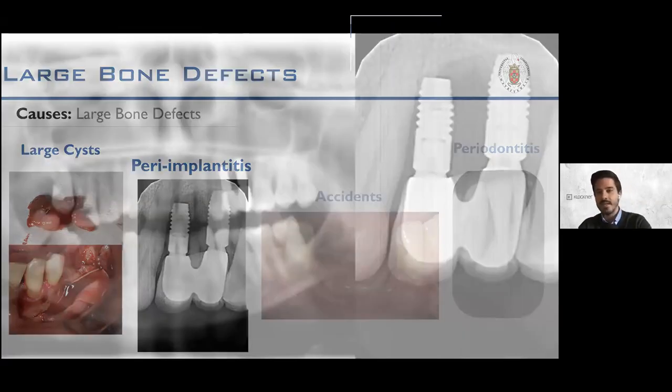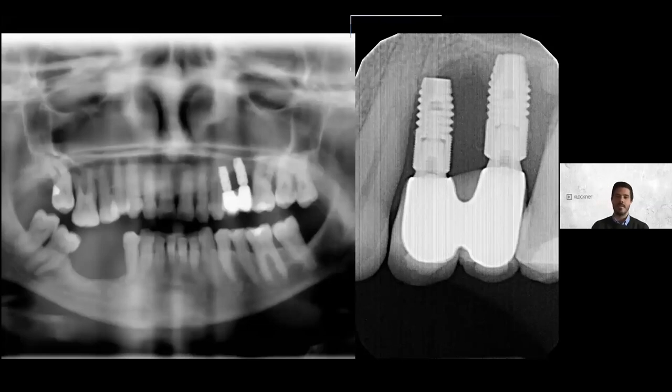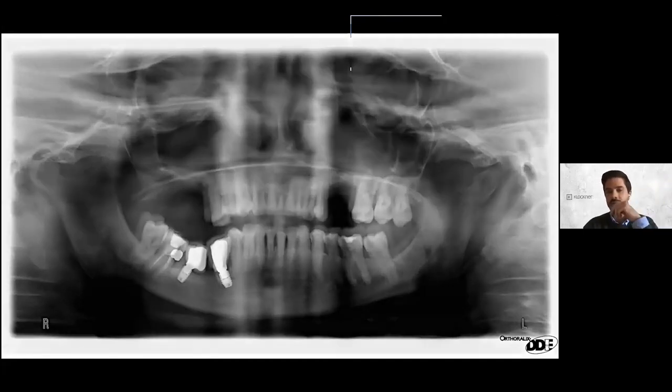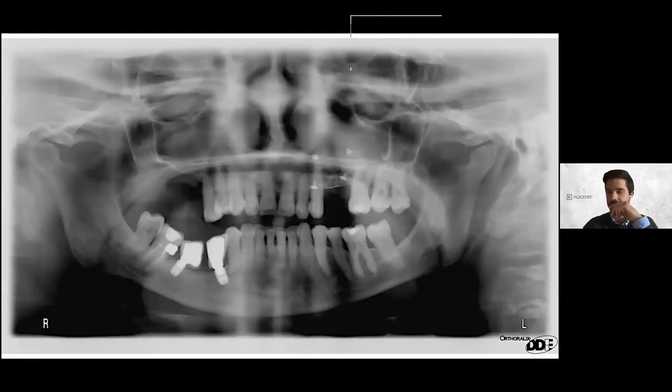For example, this case, a patient that was treated by means of implant placement many years ago, and we have this situation after 9 years of the treatment. You see that the bone loss is so extensive that we went for the extraction of those implants, and the defect was like this. What can we do to solve this problem and achieve this result?